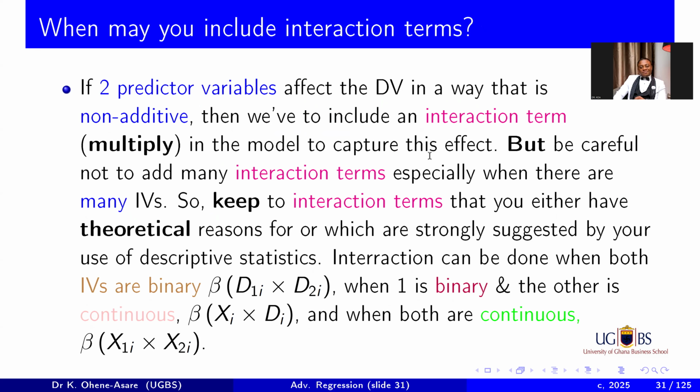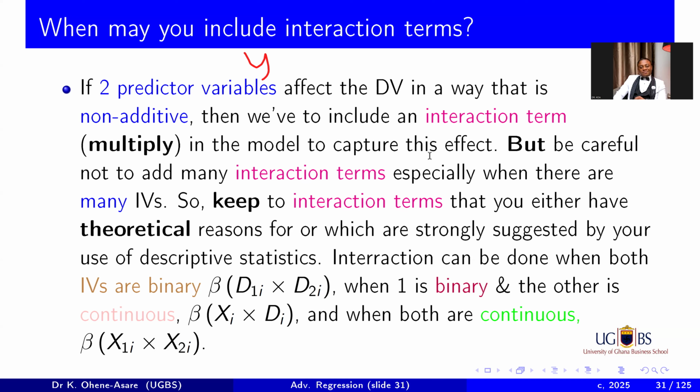Then finally, there are some variables that are called interaction terms. So there are two predictors here, independent variables. All of them are affecting a dependent variable, but they are affecting it in such a way that it's no longer additive. It's now multiplicative. So let's take, for example, you have X, so you have Y.